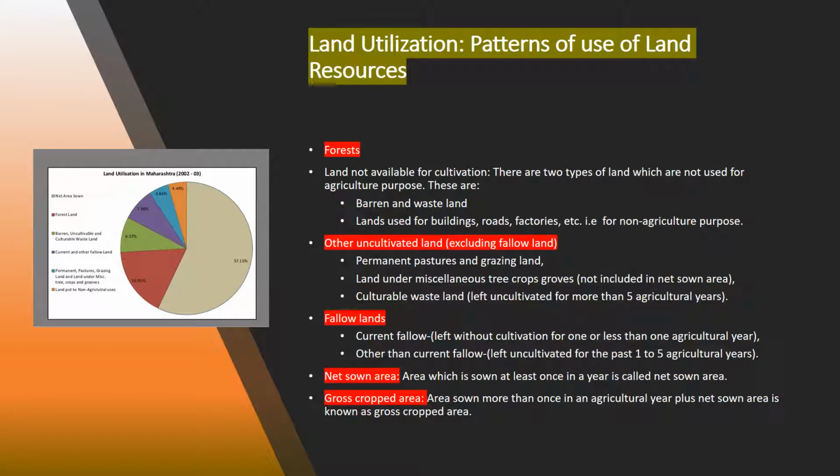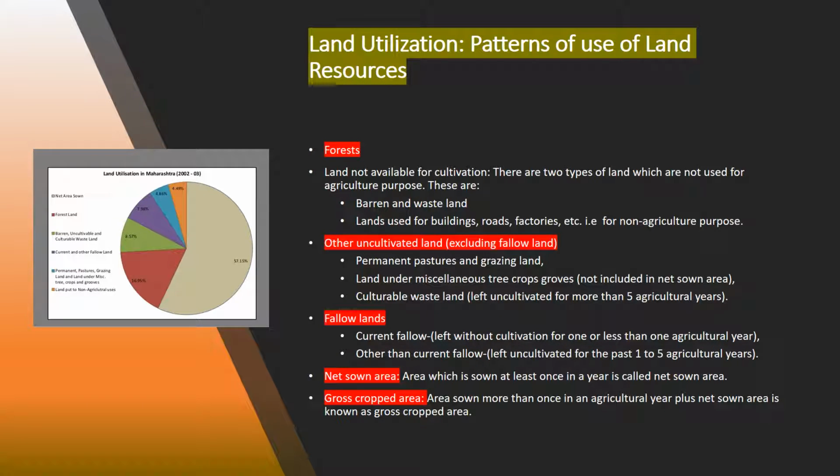Other uncultivated land, excluding fallow land. Permanent pastures and grazing land. Land under miscellaneous tree crops and groves, not included in net sown area. Cultivable waste land, left uncultivated for more than 5 agricultural years. Fallow lands. Current fallow, left without cultivation for 1 or less than 1 agricultural year. Other than current fallow, left uncultivated for the past 1 to 5 agricultural years.